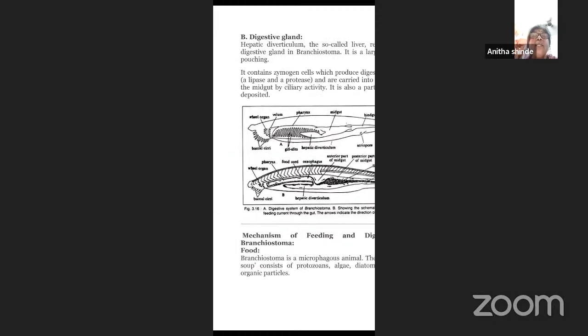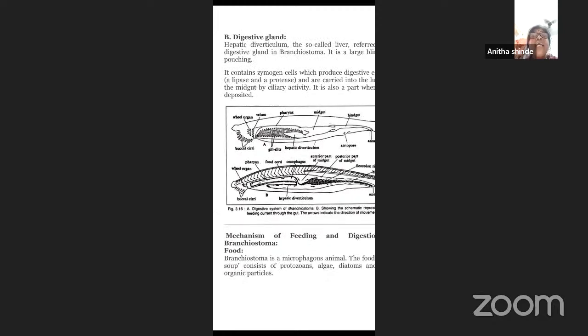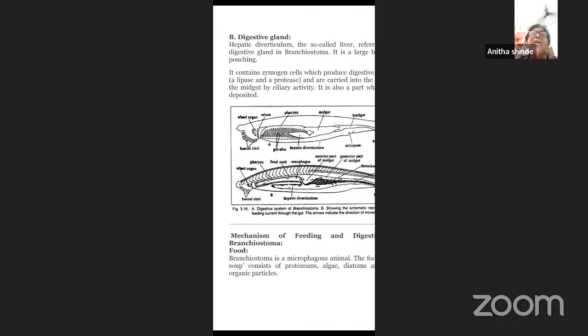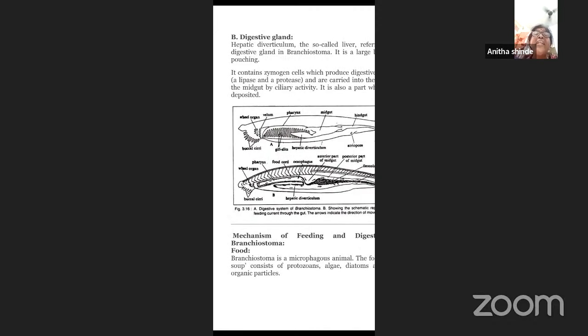So this is how. Then apart from this, it has the hepatic diverticulum. So that hepatic diverticulum, in this case, you can call nothing but the liver. So the so-called liver, in this case, is referred to as the digestive gland in Branchiostoma. But we don't call it the digestive gland, that is the liver. It is called the hepatic diverticulum.